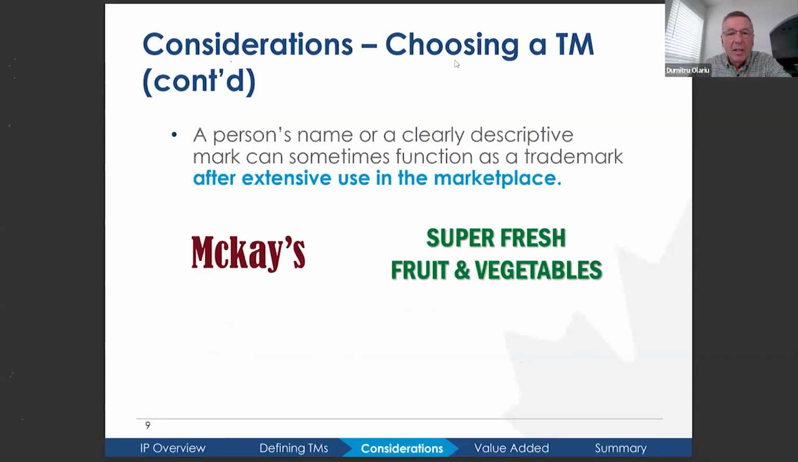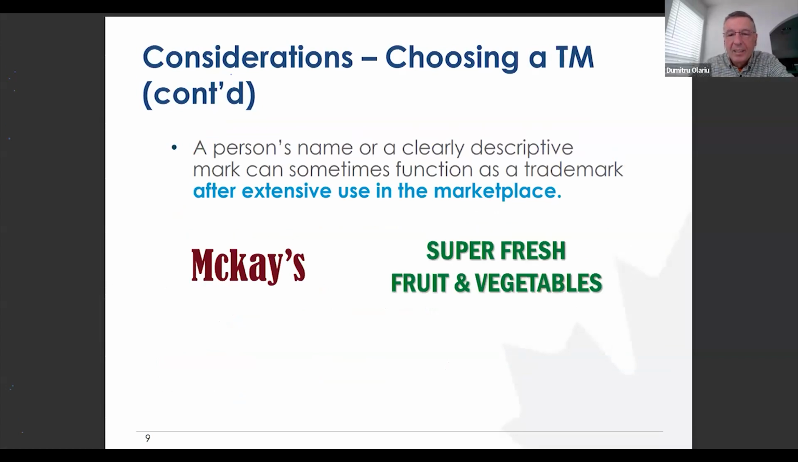Here we talk about the exceptions when choosing a trademark. You may actually use Tim Hortons, for example, and also Super Fresh Fruit and Vegetables, if you do such a promotion that the customers will be aware, or will know, who is behind that particular trademark, and it has to be just one person. Next slide.